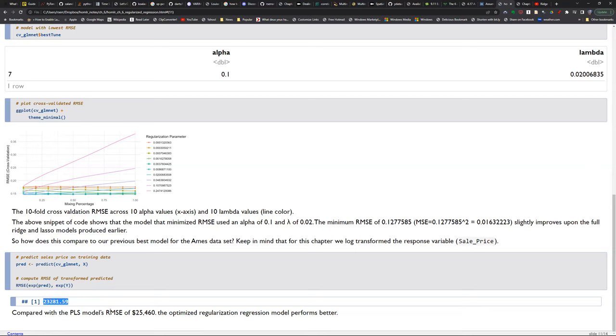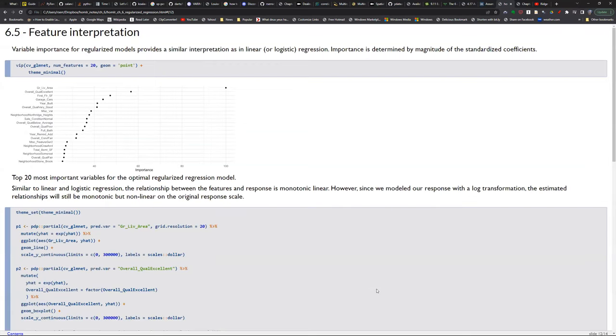And this is the result, okay? In the book, we compare it with the PLS, the partial least squares regression, which apparently was the best model that we could get, with an RMSE of 25,460. But here, the regularization methods, the optimum methods, give us an RMSE of 23,281.59, which is much better, right, than the previous best model that we had before. All right. So it makes sense to regularize, at least in this case. Okay, so let's see, we have time.